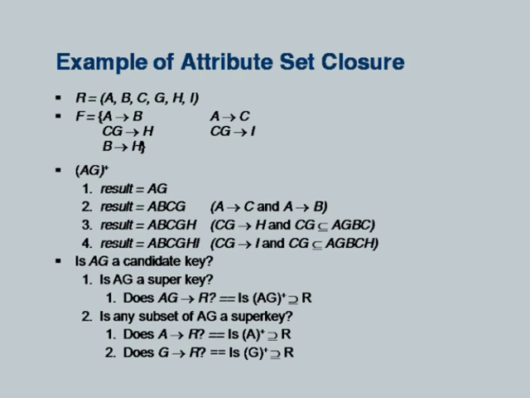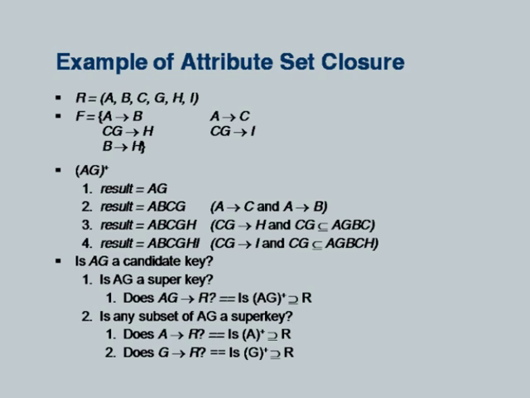Starting with AG, I cannot add anything more. None of the others is contained in AG. These are the only two. But now that I have result equal to ABCG, I can do more. CG is included in result now. So CG goes to H can be added, and similarly CG goes to I. So I get ABCGH and ABCGHI. Now is anything left here? In fact, this set is the set of all attributes. I cannot go any further, obviously. Everything has been included. So clearly, AG is a super key. The next question is: is AG a candidate key?